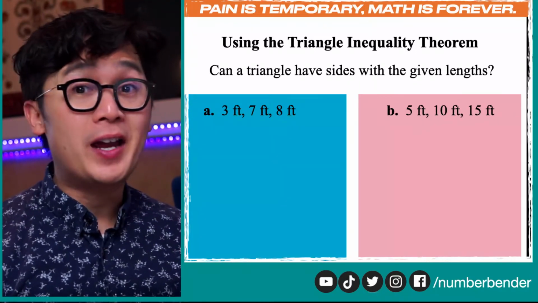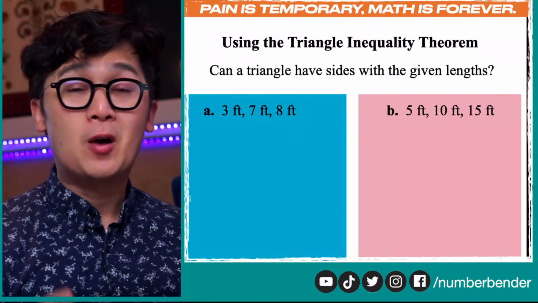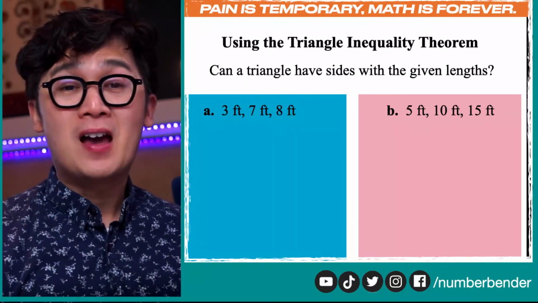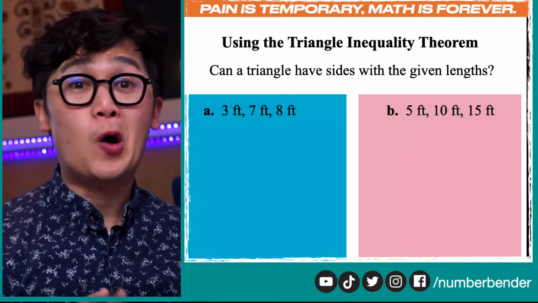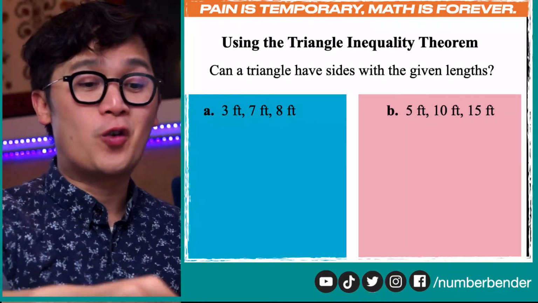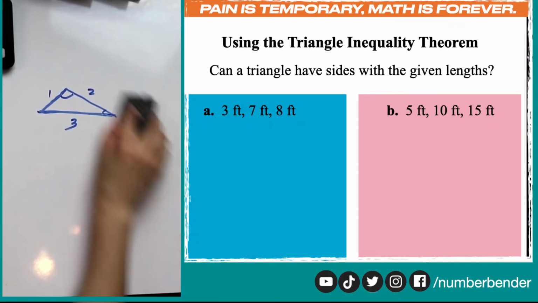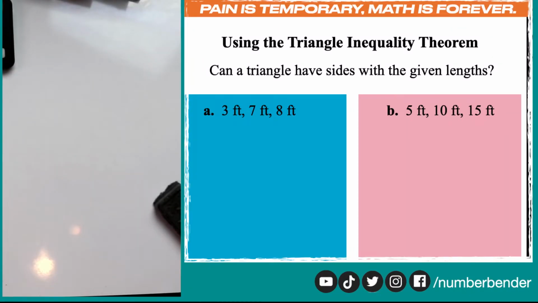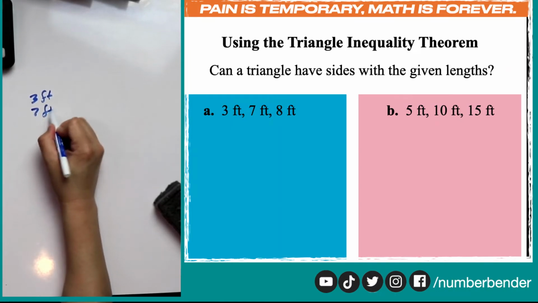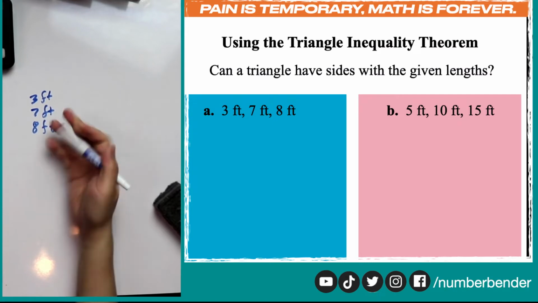forms of a triangle. And to be able to do that, we know from the theorem a while ago that the sum of the two sides will always be greater than the third side. So we are going to check it for the first triangle. And how are we going to check it? For the first triangle, we have 3 feet by 7 feet by 8 feet. So this is our triangle.